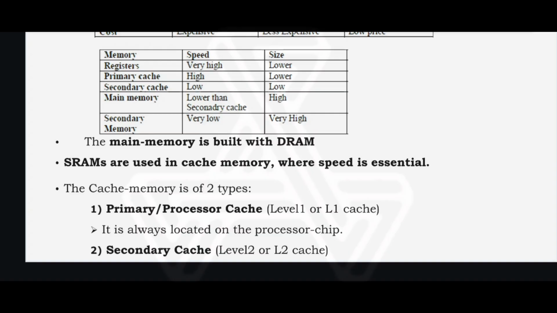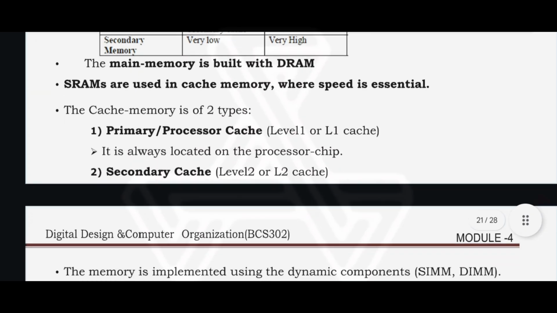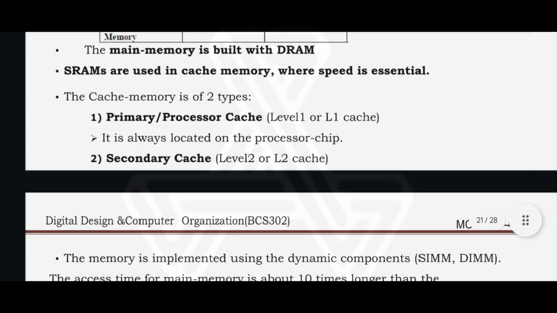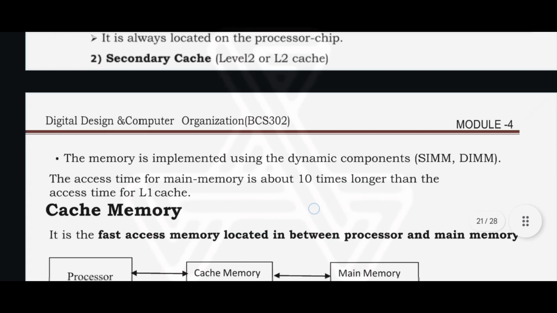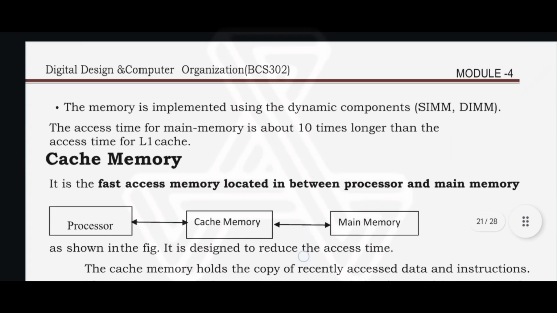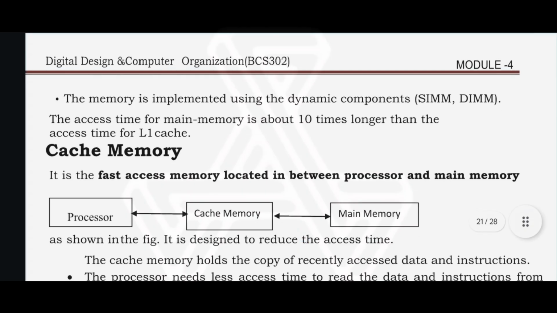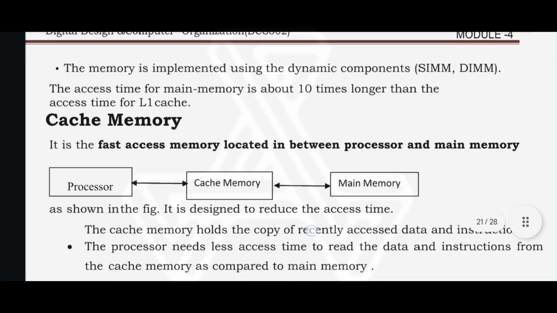SRAMs are used in cache memory where speed is essential. The cache memory is of two types: primary processor cache, level 1 or L1 cache, which is always located on the processor chip; and secondary cache, level 2 or L2 cache. The memory is implemented using the dynamic components SIMM, DIMM. The access time for main memory is about 10 times longer than the access time for L1 cache.